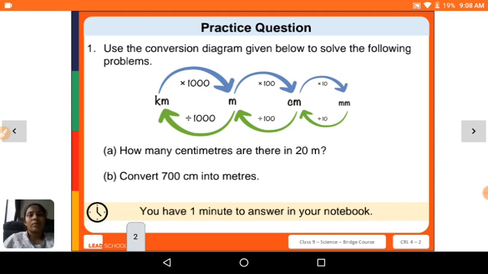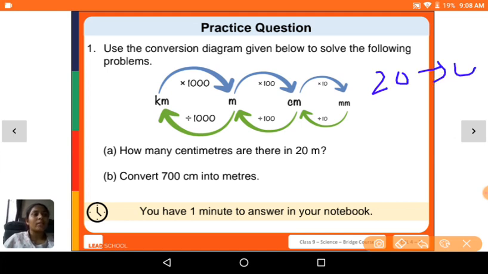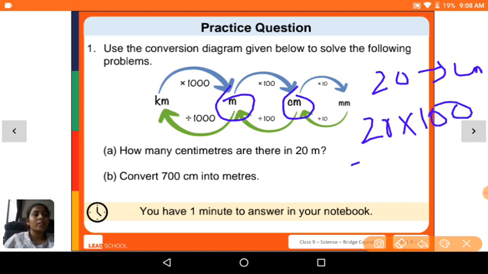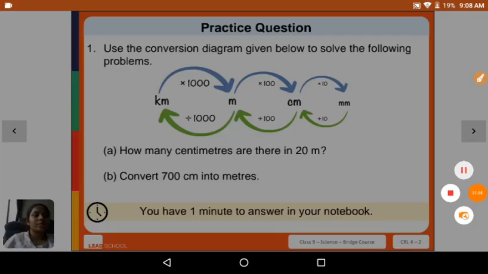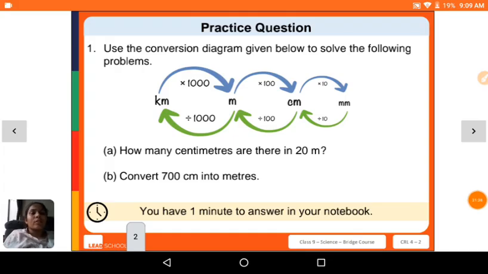So here it is 20 meter. To convert into centimeter, from meter to centimeter, we multiply by 100. So 20 into 100, which is 2000 centimeter, right? So this is 2000 centimeter.